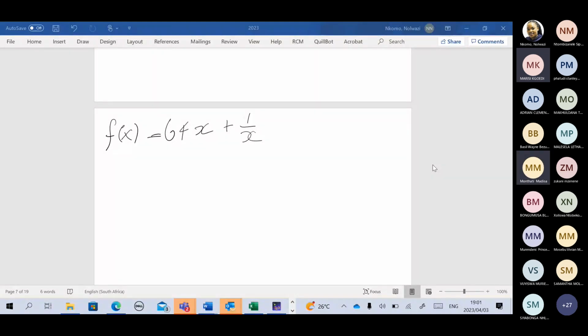Ma'am, may I ask something? Yes. With this one, after getting the first derivative, we equate to 0. Is it possible to get more than 2 roots? Because I'm getting plus or minus. That means it's actually 2 roots. Oh, yes. You can get one or more roots. Oh, okay.